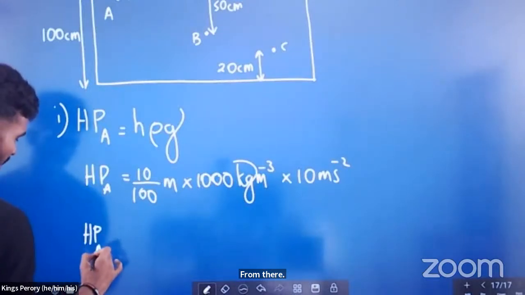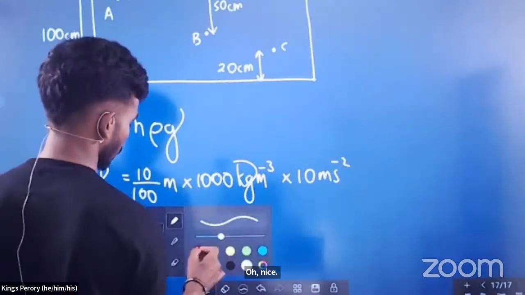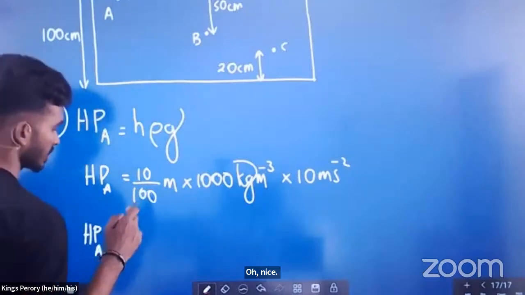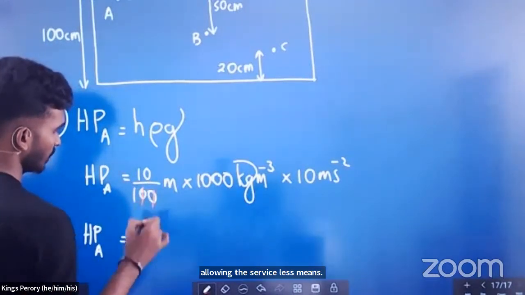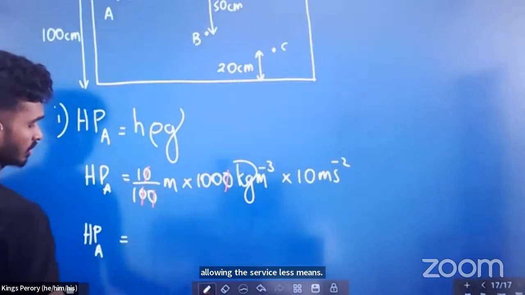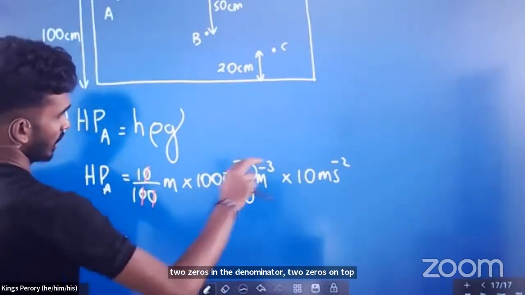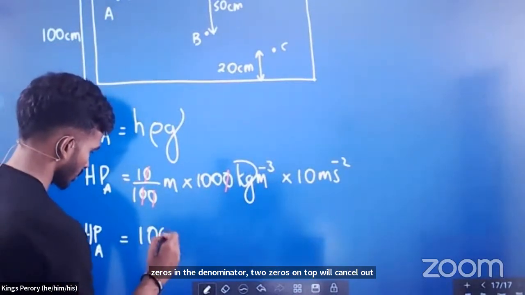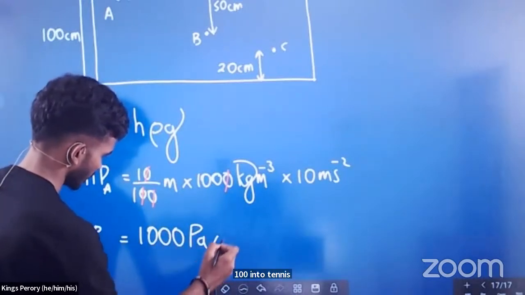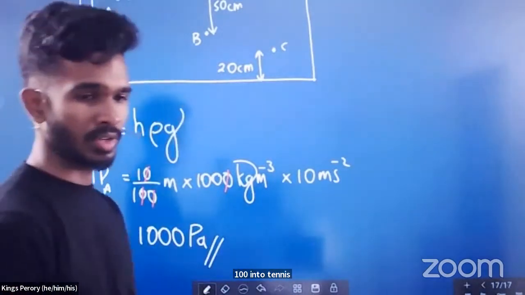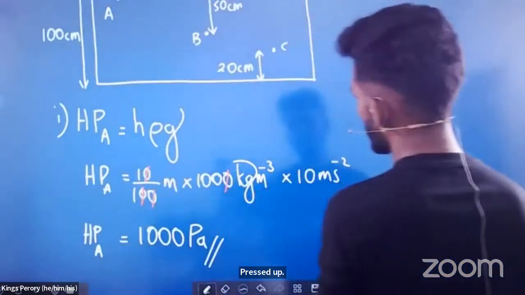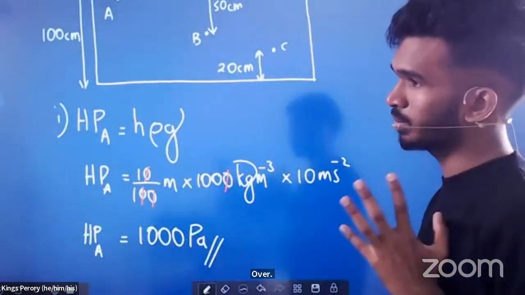Some of you are wondering, did you come for a science class or a maths class? That is how this lesson is. The 2 zeros in the denominator and 2 zeros on top will cancel off. 100 into 10 is 1000. Now you can't go wrong. Now this section should be perfect.